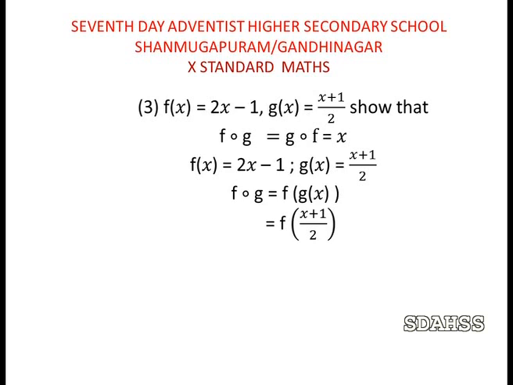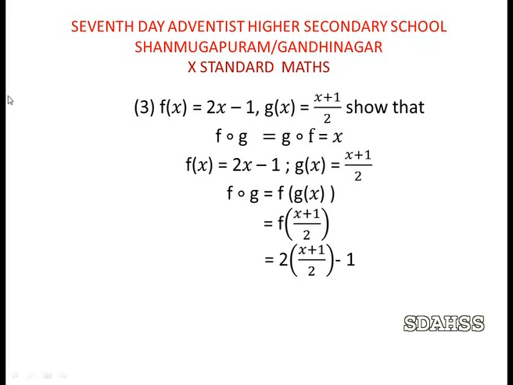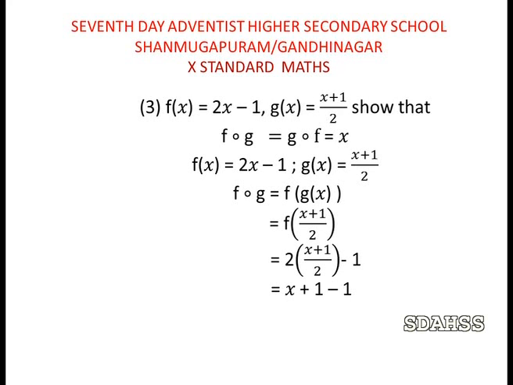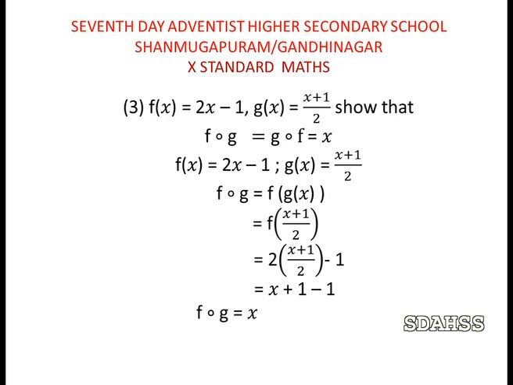Now replace g of x is equal to (x plus 1) by 2. So it becomes f of (x plus 1) by 2. In the function of f of x, replace x is equal to (x plus 1) by 2. It becomes 2 into (x plus 1) by 2, minus 1. Now cancel 2 and 2. So it becomes x plus 1 minus 1. Plus 1 minus 1 cancelled. Then you have x. So f dot g equal to x.